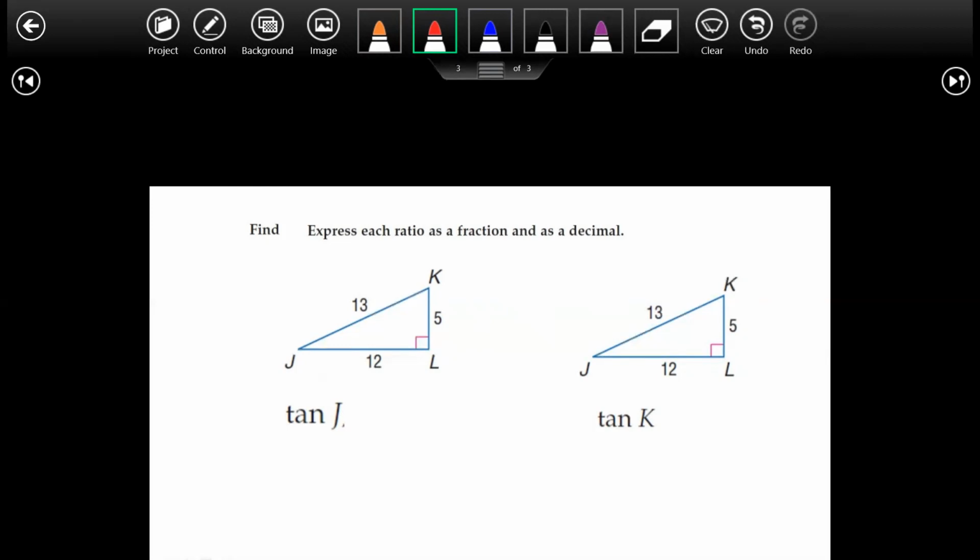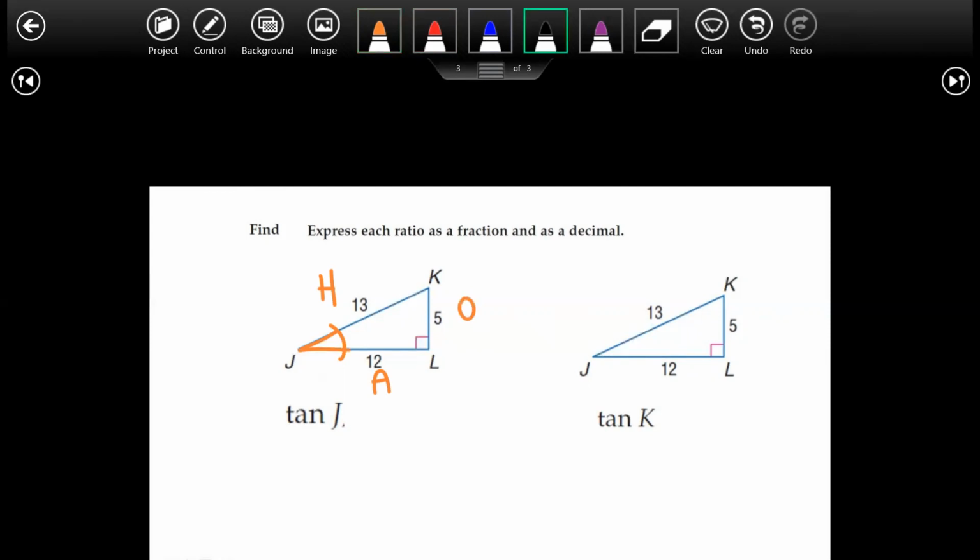What's our reference angle for our first one? J. So because we're using J, we have to make sure that we're labeling these correctly. The longest side is the easiest one to do. We always consider that to be what? The hypotenuse, so 13. The side closest to the angle that's not the hypotenuse is always going to be the adjacent. So which one is it, 5 or 12? 12. That means 5 has to be the opposite.